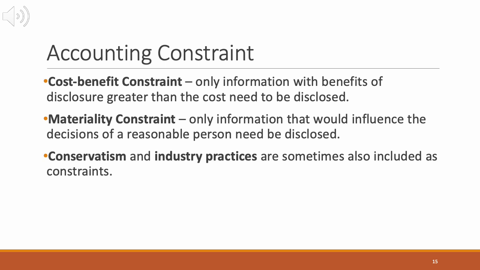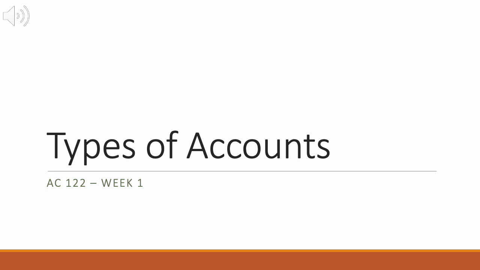Sometimes two more ideas are included. Conservatism. When in doubt, play it safe and avoid overstating assets or income. Industry practices. Some industries have special reporting rules based on their unique needs. So in short, accounting constraints remind us to be practical, focused, and careful when reporting information. So now we will talk about the different types of accounts.